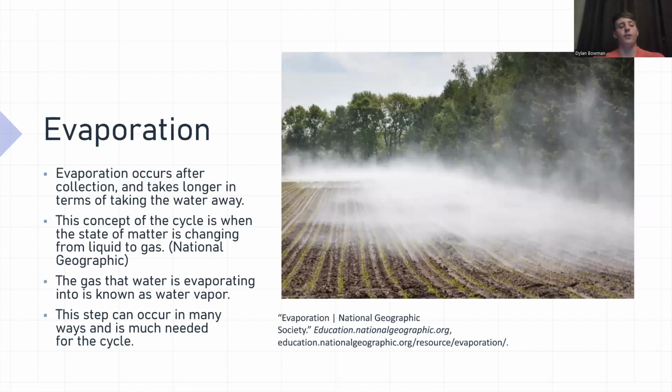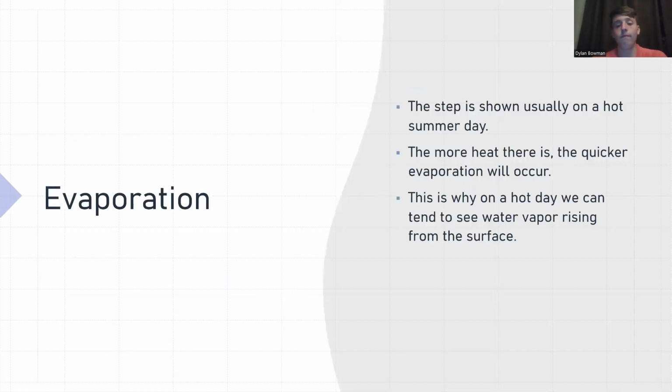Evaporation. This occurs after collection. It takes longer in terms of taking the water away. This concept of the cycle is when the state of matter is changing from liquid to a gas. The gas that water is evaporating into is known as water vapor, and this step can occur in many different ways as it's needed for the cycle. It's usually shown on a hot summer day. The more heat there is, the quicker evaporation will occur. This is why on a hot day we tend to see water rising from our roads when we're driving.